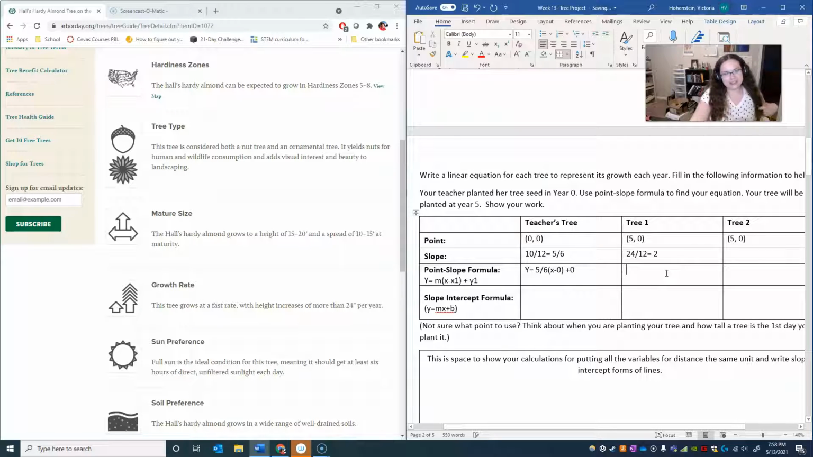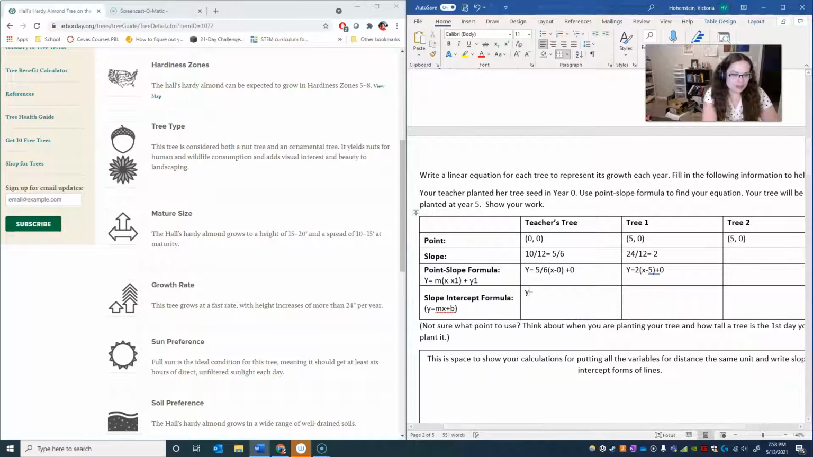Well, I'd do it to the second tree. So it would be y equals, slope is going to be 2 times x minus your x value, which here is 5, and then plus the y value of your point, which is 0. Then to turn it into the slope-intercept formula, it's already solved for y, so all I have to do is simplify by distributing to get rid of my parentheses.